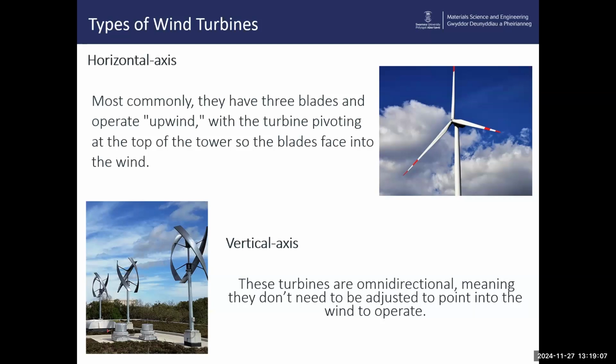But we can also have vertical axis wind turbines, which are omnidirectional, meaning they don't need to be adjusted to point into the wind to operate. And as well, they can be placed on top of existing structures, so buildings and things like that.